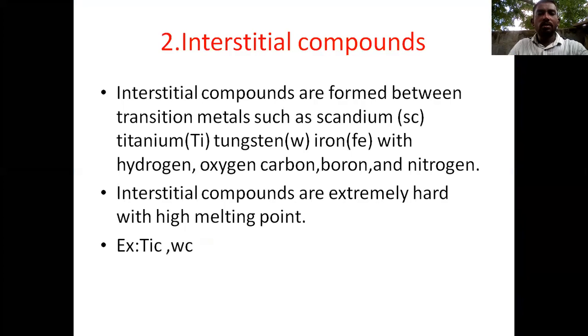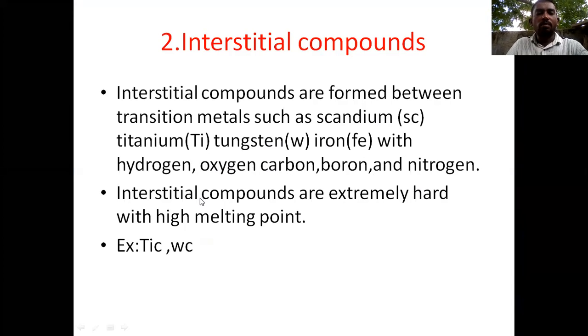The next one is interstitial compounds. What are interstitial compounds? Interstitial compounds are formed between transition metals such as scandium, titanium, tungsten, iron, with hydrogen, oxygen, carbon, boron, and nitrogen.